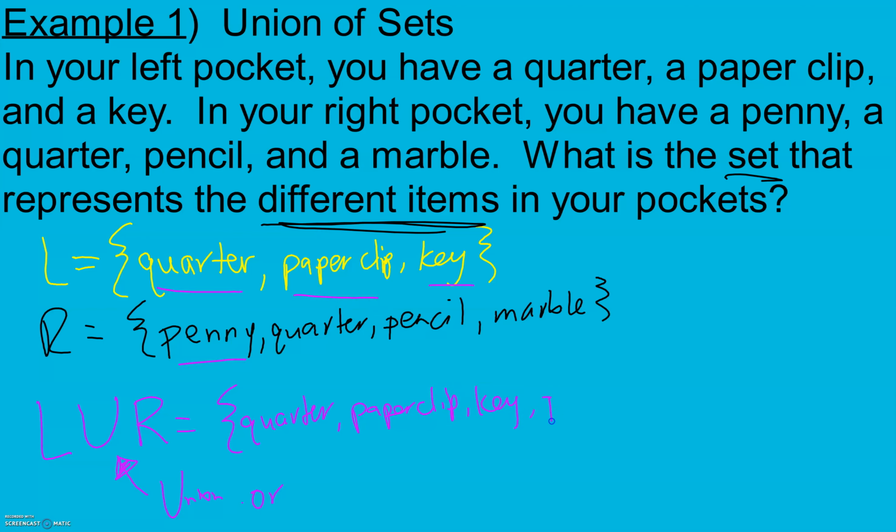a penny, I have a quarter, but I already put quarter here, so we don't list it again. We just want the different types of items in our pockets, so even though they're two different quarters, the different type of item is already there. We already have quarter listed. Pencil and marble.